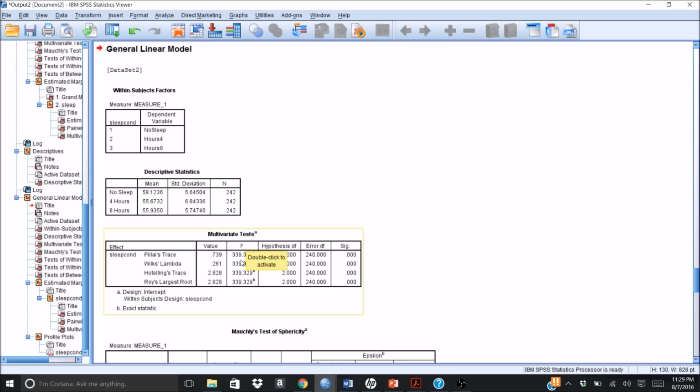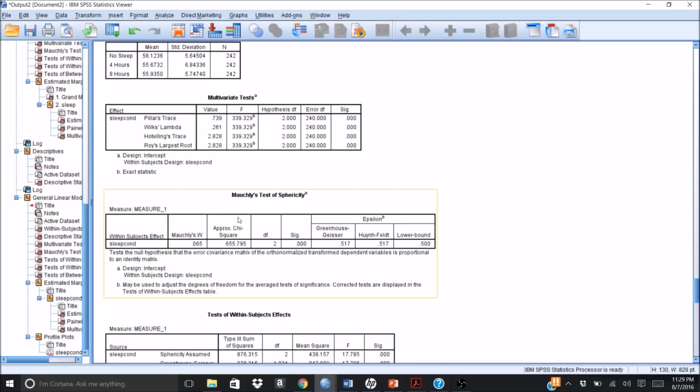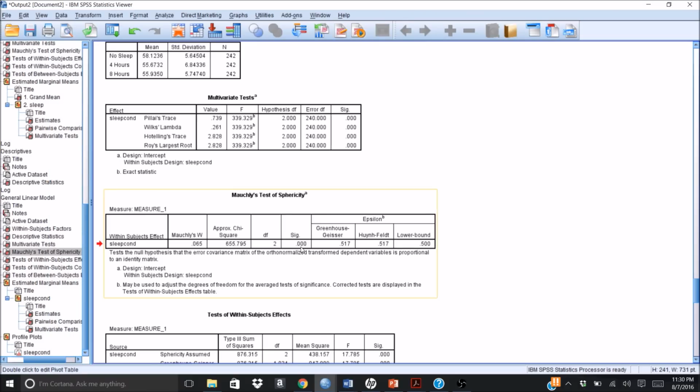And this is talking about the effect that we've got. I'm going to skim over that because what I really want to look at is my Mauchly's test of sphericity. And I want to look at what my actual significance is. And if my significance is below 0.05, which it is, it means that we've broken some assumptions.